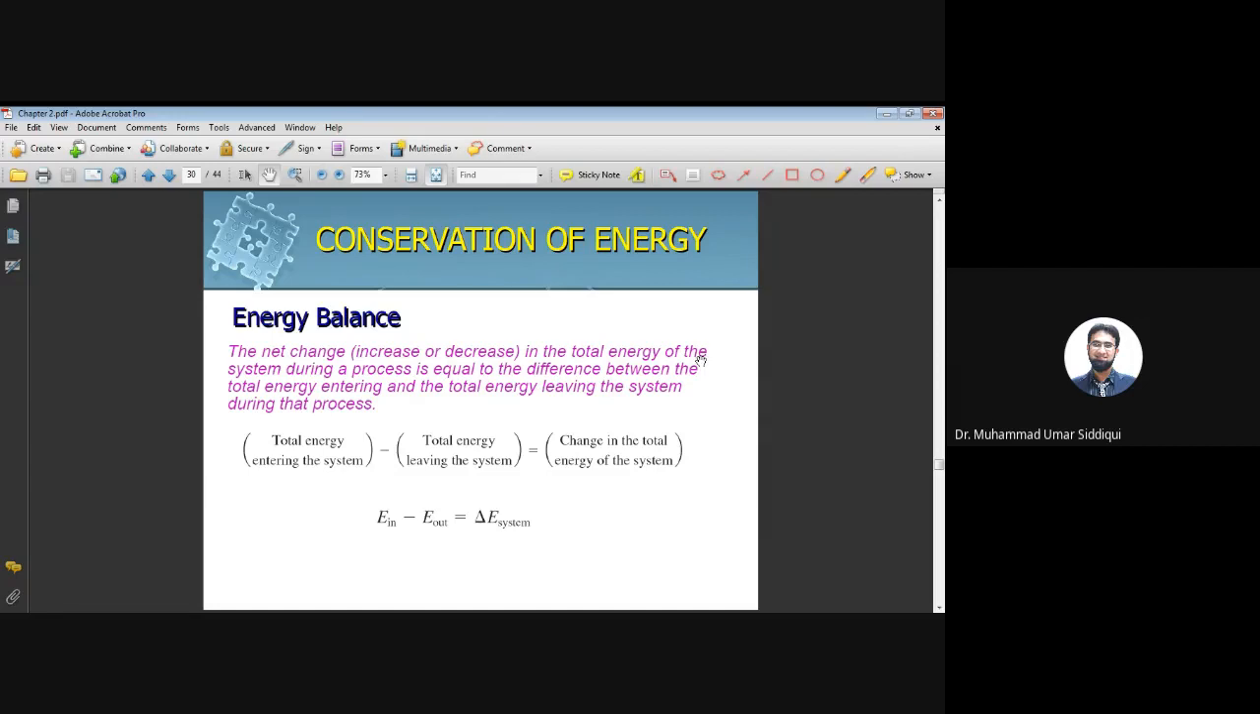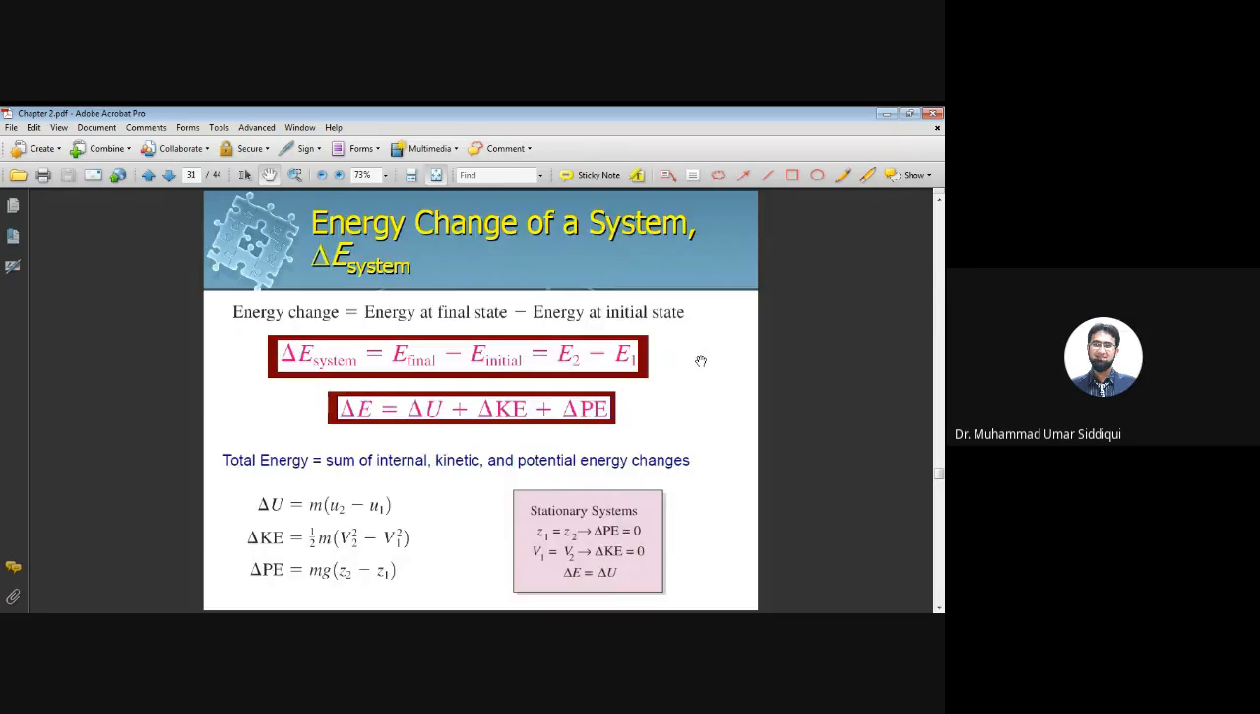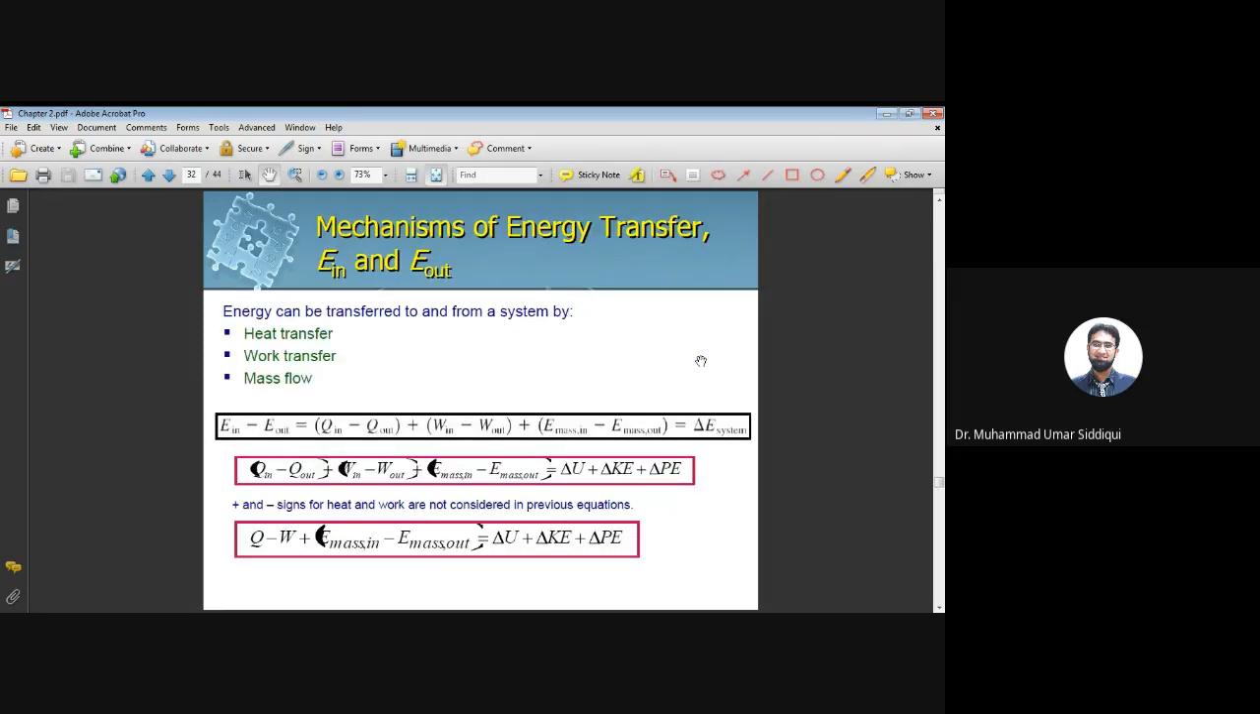I explained that it is basically the conservation of energy principle, which says the total amount of energy going in and out of the boundaries of the system is responsible for whatever changes occur within the system. We discussed that, and we developed the basic equation, the fundamental equation for the first law of thermodynamics.